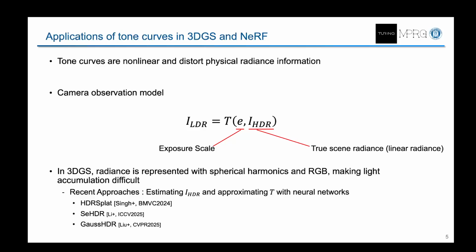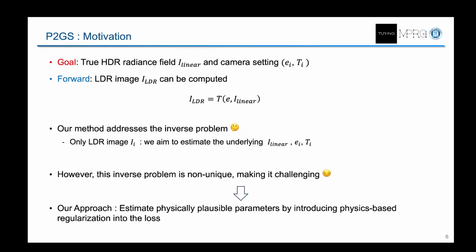Conventional methods predict HDR and tone mapping with a neural network, but they lack physical constraints. Our goal is to estimate true HDR radiance and camera settings. We solve the inverse problem from LDR images to recover radiance, exposure, and tone mapping. However, the solution to this problem is not unique. So we introduce physics-based regularization.